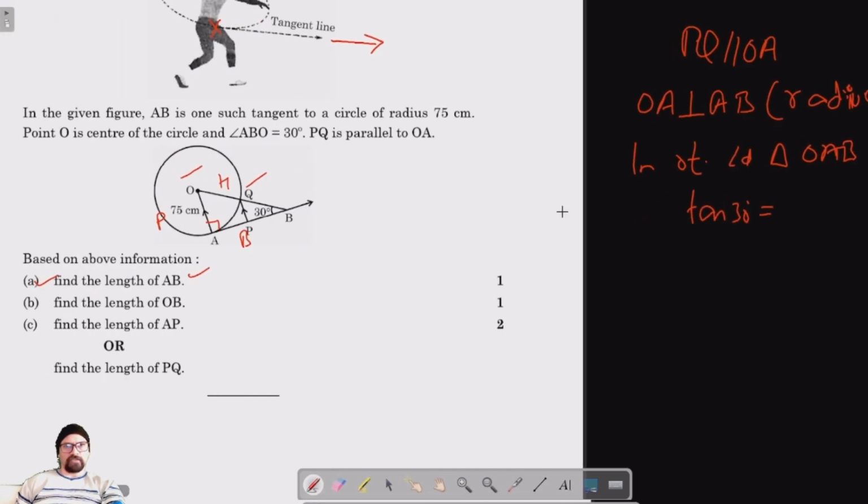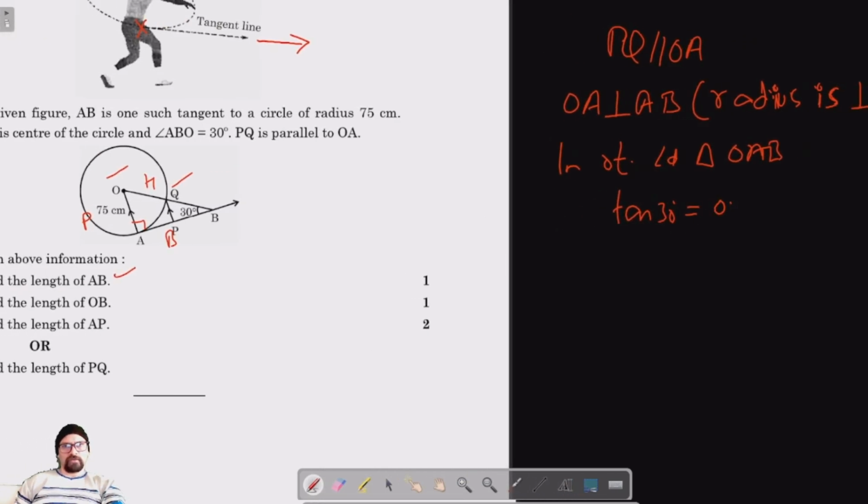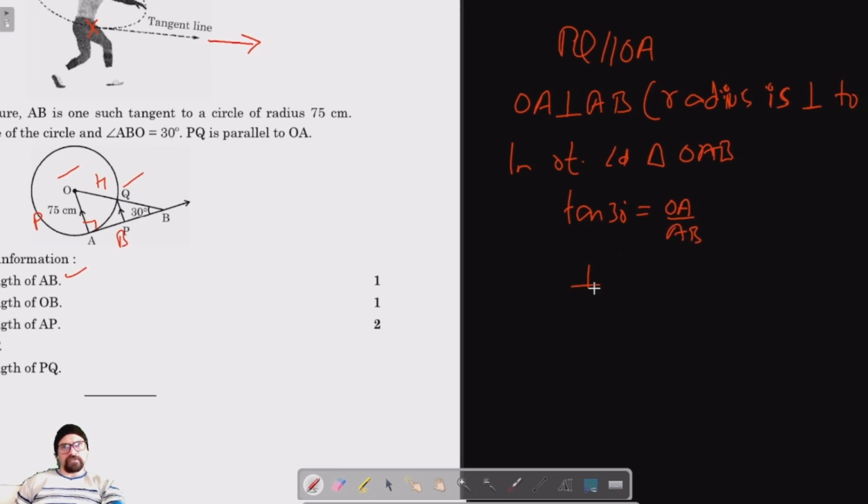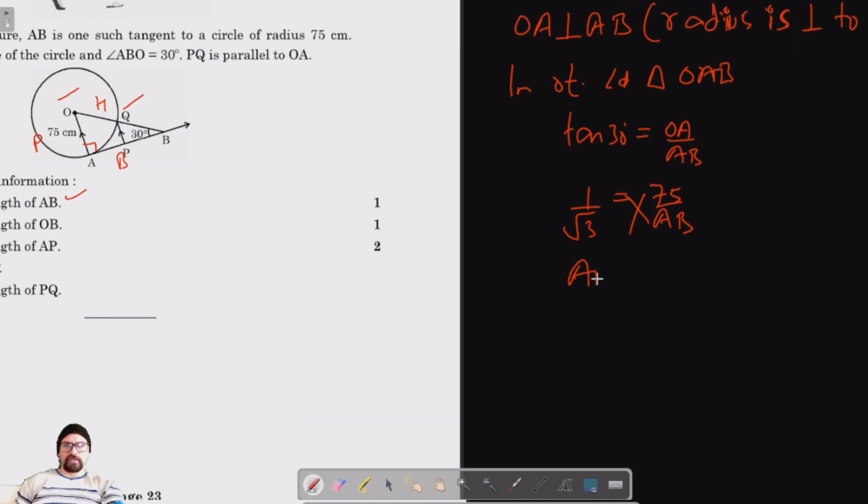So tan 30 is equal to OA by AB. Now tan 30 is 1 by root 3, and OA is 75. So AB is equal to 75 into root 3. So this is the first one.